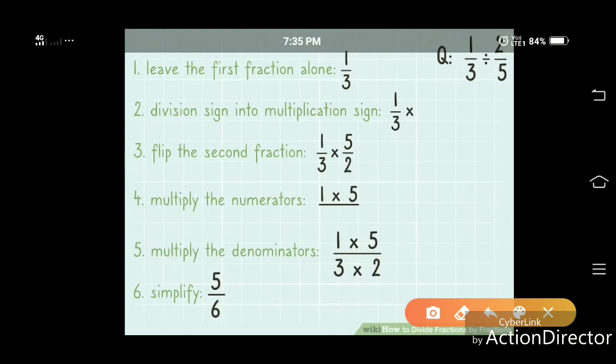Question is 1 upon 3 divided by 2 upon 5. Leave the first fraction alone, which means we write 1 upon 3 as it is, and the divide symbol changes into multiplication. Flip the second fraction, which means 2 upon 5 changes into 5 upon 2 here, and multiply the numerators, 1 multiplied by 5, and multiply the denominators, 3 into 2. So we get 1 5s are 5 and 3 2s are 6.